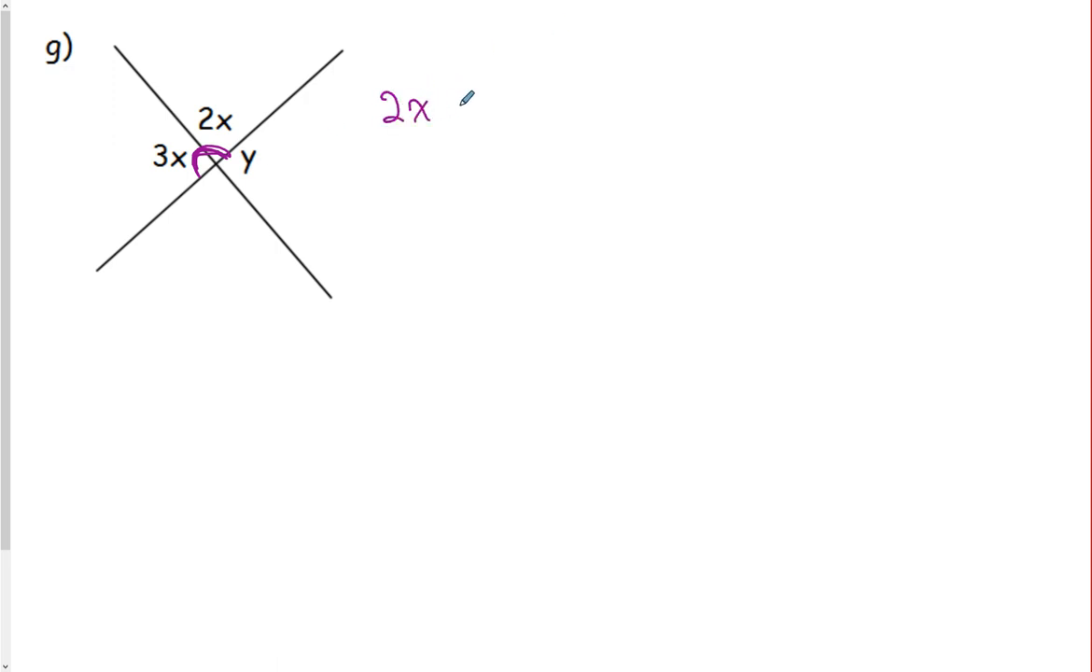So 2x and 3x combined are going to equal 180 degrees because they're supplementary angles. Well, I can add those like terms together. 2x and 3x means that's going to be equal to 5x. And if I divide both sides by 5, I'm going to end up with 36 degrees. So x is 36 degrees. But that doesn't tell us what the angles are. That only tells us what x is.